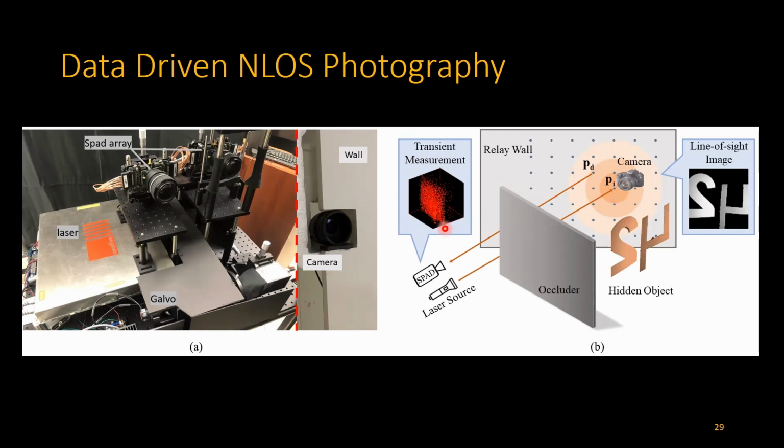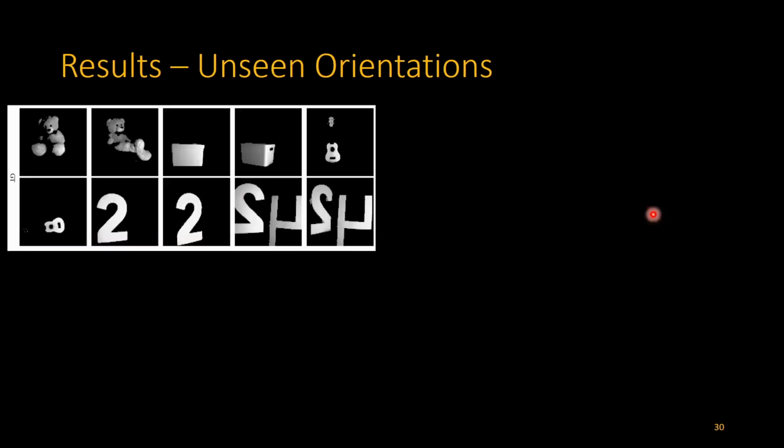We just have to capture a lot of training pair examples. So the students had to put lots of different objects in different configurations in front of the scene, capture this transient and camera data, and create this database. Actually, I think it has about 400 training pairs. We then use that to train a neural network to do this reconstruction. And that works reasonably well.